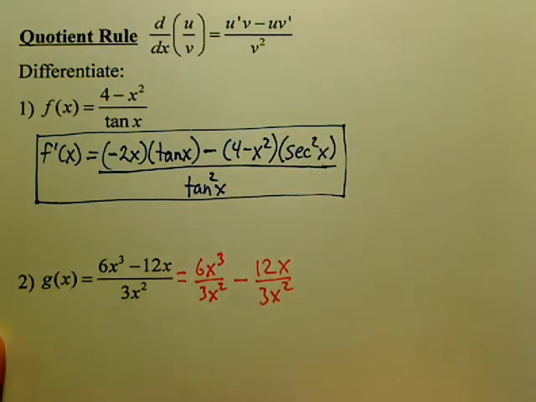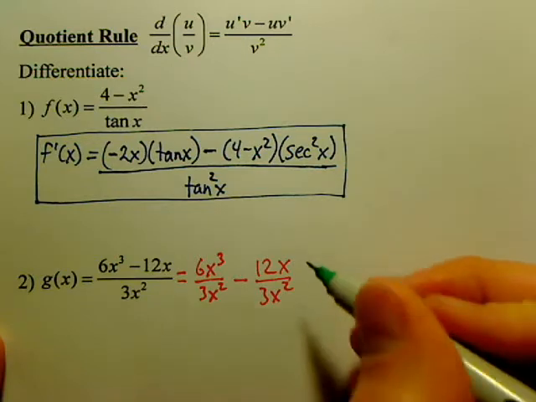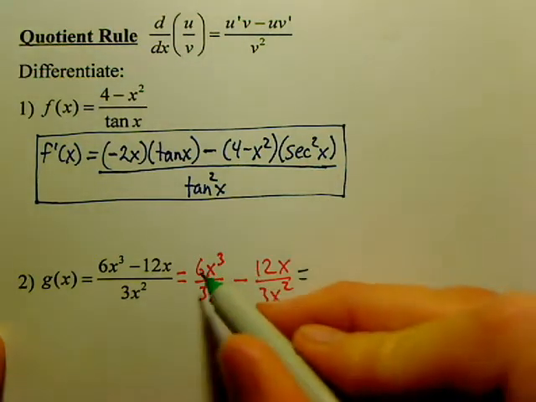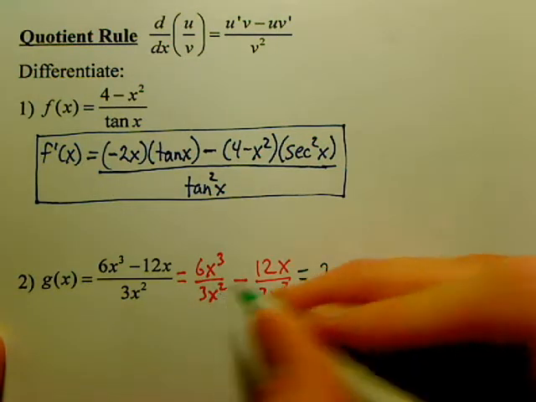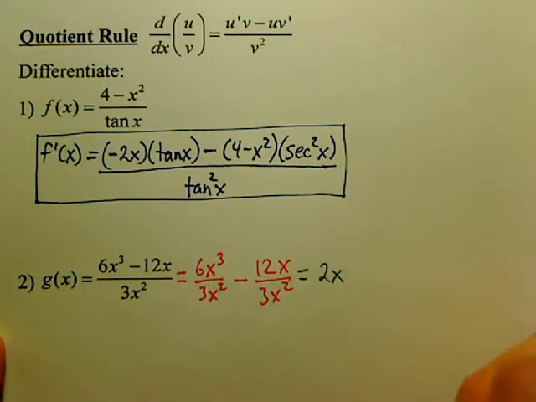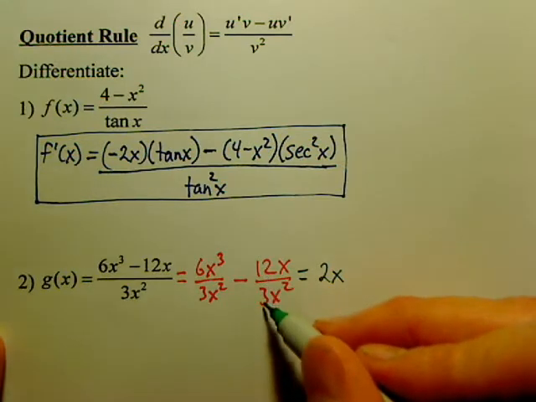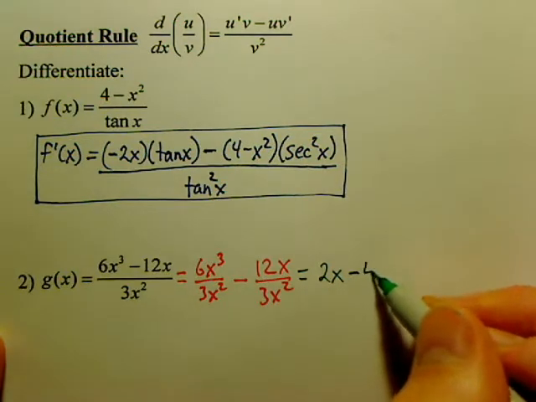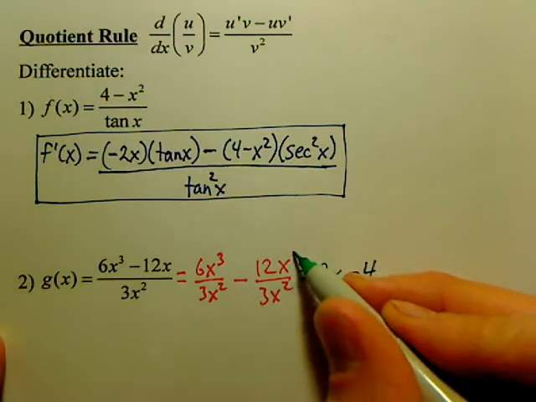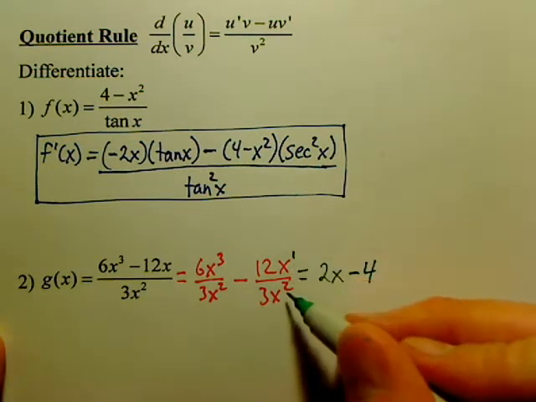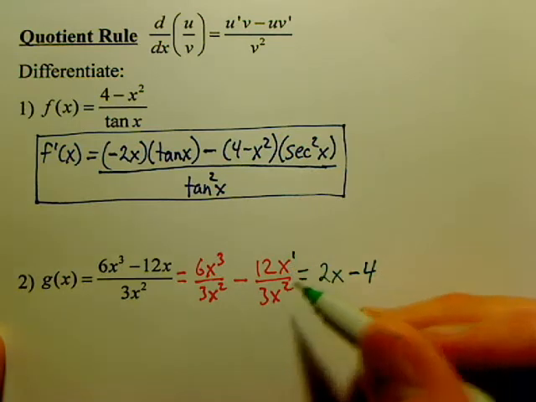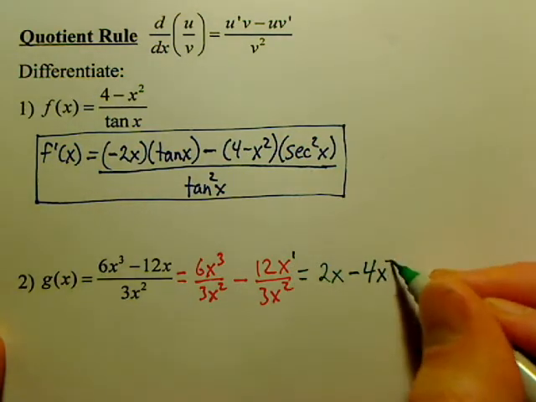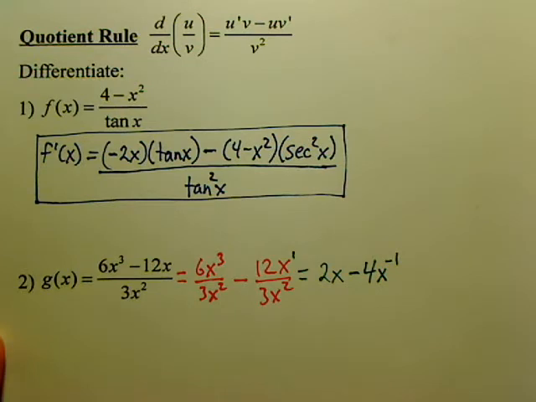Divide both by 3x squared. Now watch what happens. When I do that, watch this, it's pretty cool. 6 over 3 is 2. X cubed over x squared is x. Right? 12 divided by 3 is 4. And think of a 1 there. What's 1 x first over x squared? What's 1 minus 2? Is that negative 1? So isn't that x to the negative first?